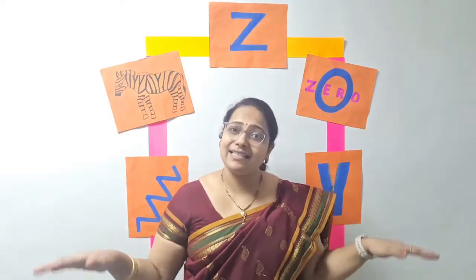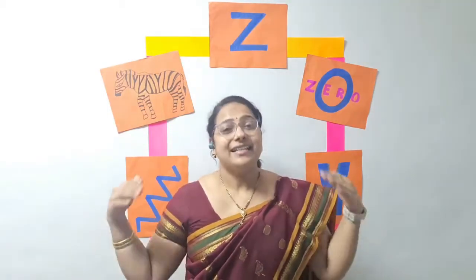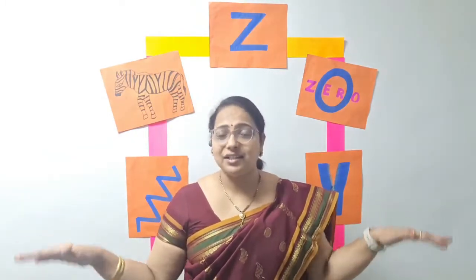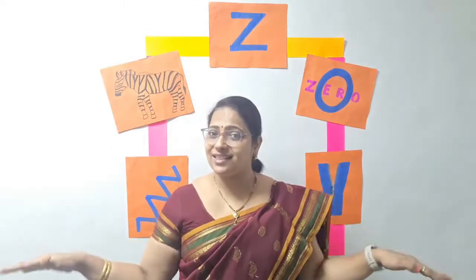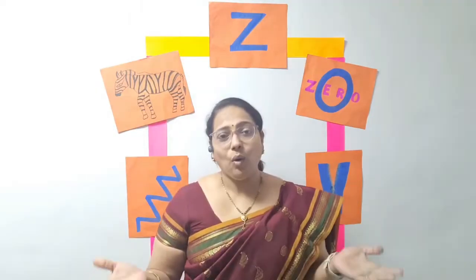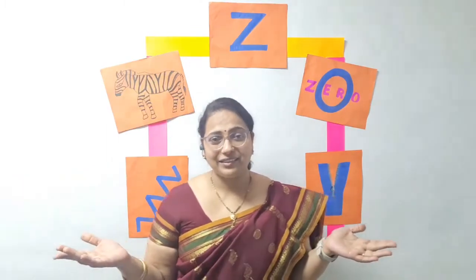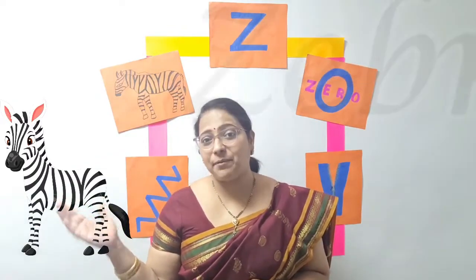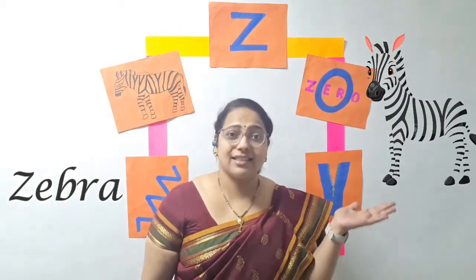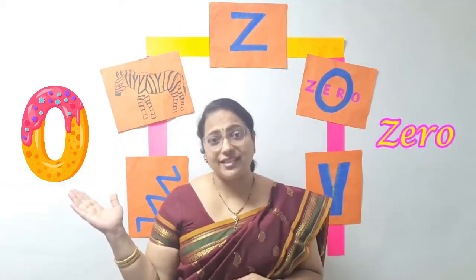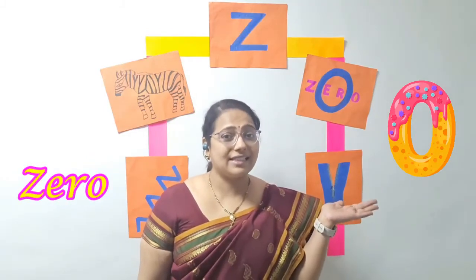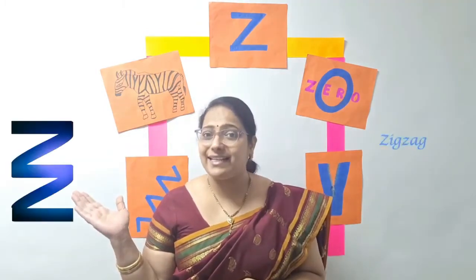Z says zzz. Starting with letter Z. Here we go. Z for zebra. Zebra. Z for zebra. Zebra. Z for zero. Zero. Z for zero. Zero. Z for zigzag.